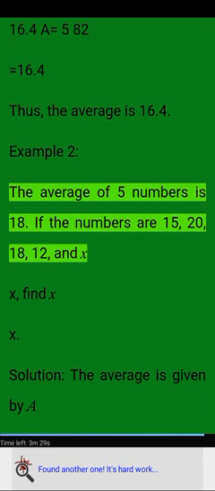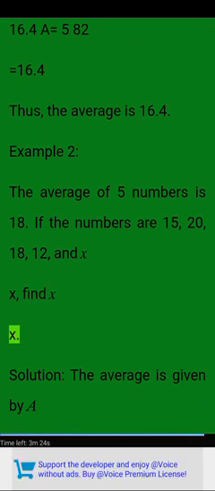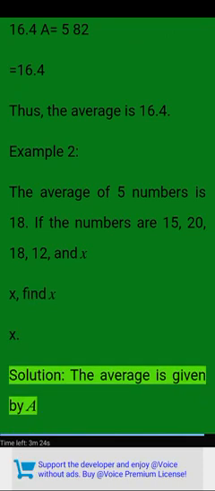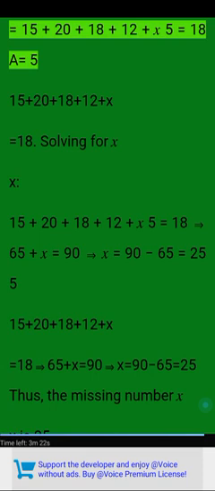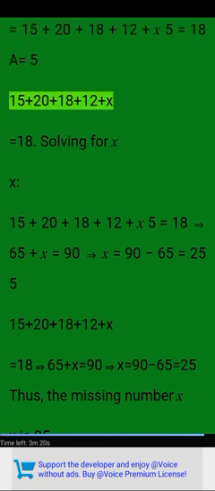Example 2. The average of 5 numbers is 18, if the numbers are 15, 20, 18, 12, and x. Find x. Solution: the average is given by A = (15 + 20 + 18 + 12 + x)/5 = 18. So (15 + 20 + 18 + 12 + x)/5 = 18, solving for x.